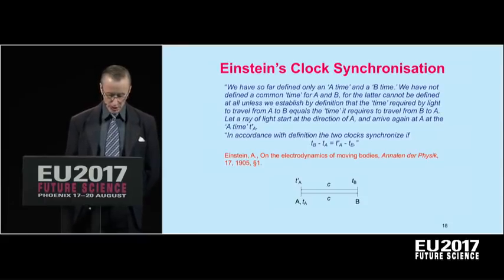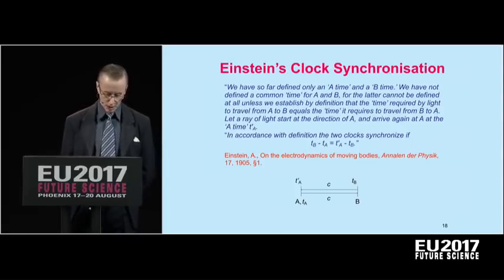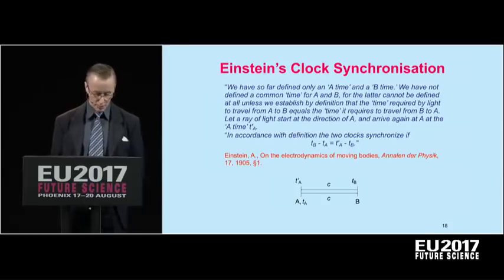Let a ray of light start at the direction of A and arrive again at A at the A time t primed A. In accordance with the definition, the two clocks synchronize if TB minus TA equals T primed A minus TB.